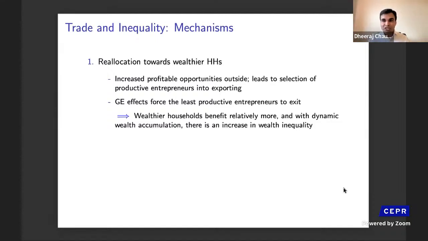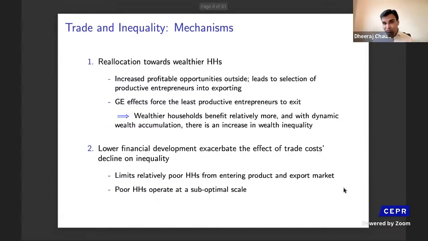At the same time, this leads to higher economic activity in the county, and this pushes the marginal cost up, pushes wages up, and these GE effects force the least productive entrepreneurs who were marginally profitable in the high trade cost economy to exit. So this selection mechanism reallocates market shares, and thus incomes, towards more productive or wealthier households. And over time, with dynamic capital accumulation, this leads to an increase in wealth inequality. So there is nothing special about this mechanism. This is basically a manifestation of the Melitz model in a dynamic sense. And this is an efficient outcome of lowering trade barriers.